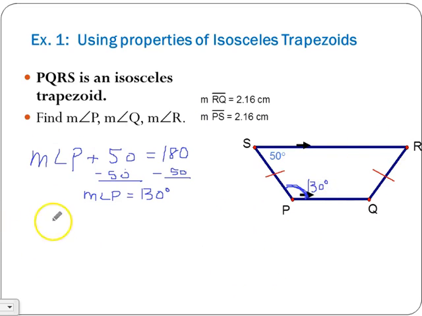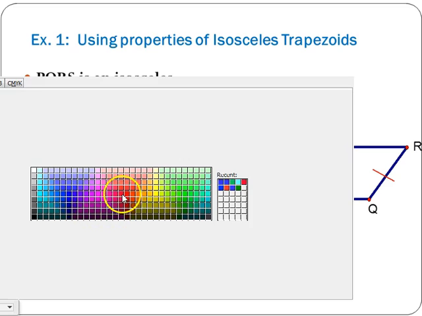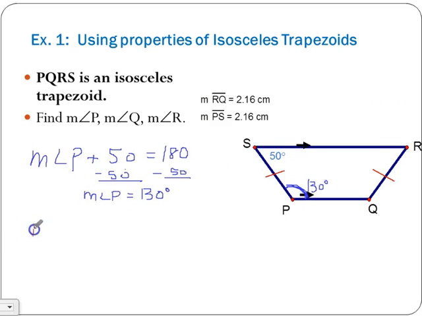What do we know about the measurement of angle S and angle R? What do we know about this angle here and this angle here? Since it's an isosceles trapezoid, we know that they're equal, that the measurement of angle R has to be equal to the measurement of angle S. If we know the measurement of angle S is 50, then the measurement of angle R also has to be 50 degrees.